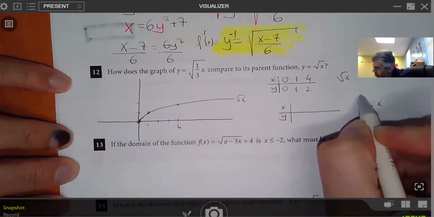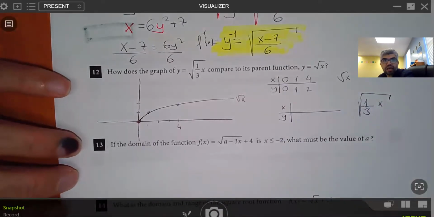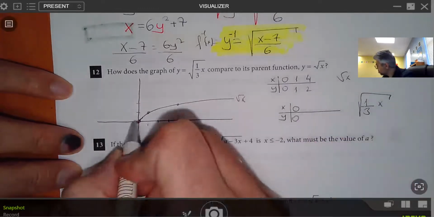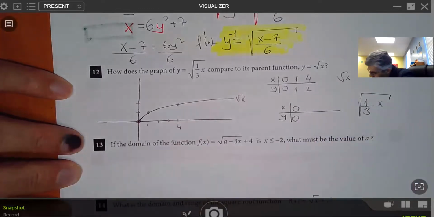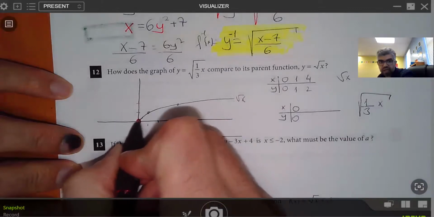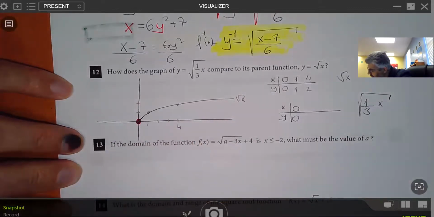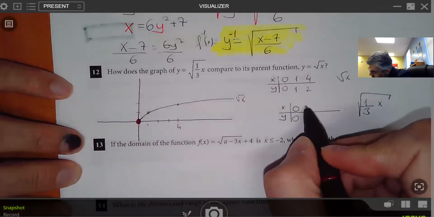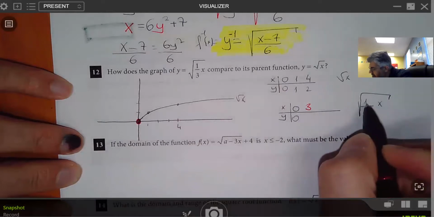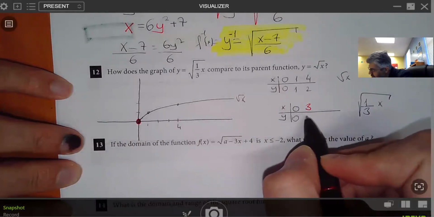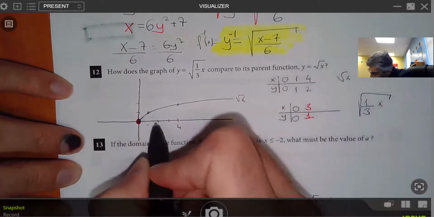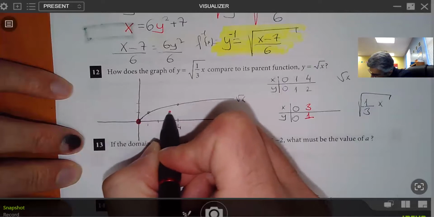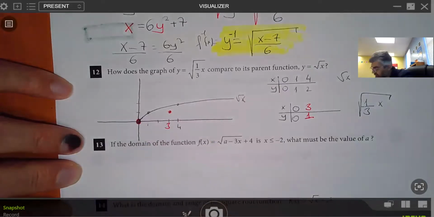So now let's have the key points for the function square root of 1/3 of x. For 0, we have 0. I use a different color here. I have the point 0, 0. What if x equals 3? If x equals 3, 3/3 is 1, square root of 1 is 1. So for 3, I will have 1 here. Okay, here is my second point.